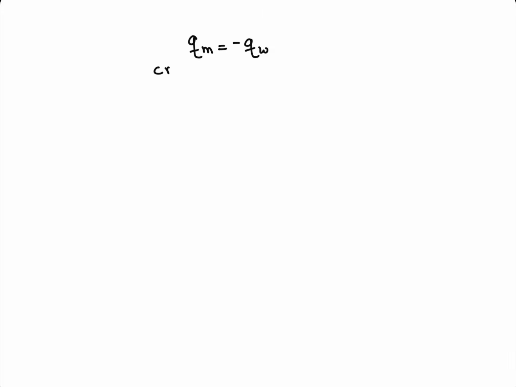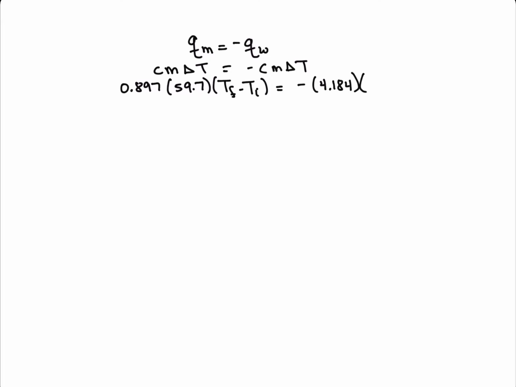Q is just C times M times delta T. So we're going to do that on both sides, but not forget the negative sign. And we're going to start plugging in some numbers. Delta T is just final minus initial temperature. We're going to do the same thing for the water. On the metal side, we do have the final temperature, so I can plug that in.